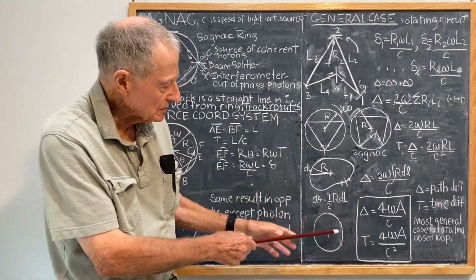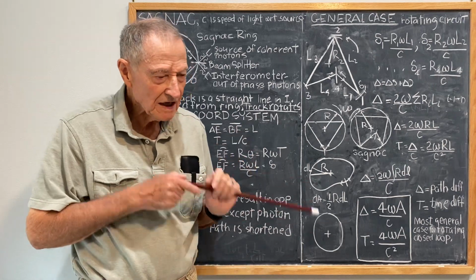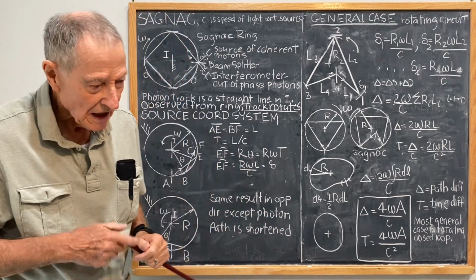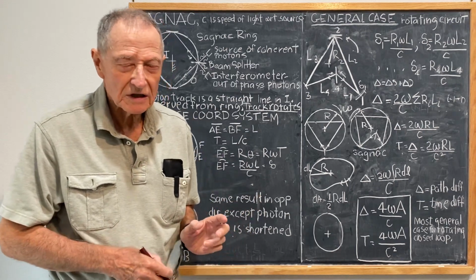So this is the result on the assumption that the speed of light is constant with respect to the source, and that also is consistent with the Michelson-Morley experiment.